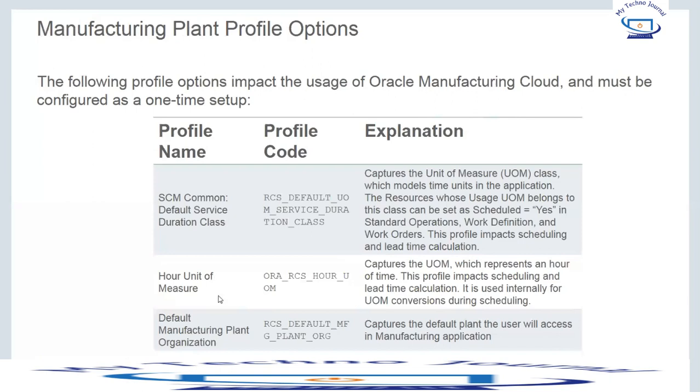And you can even set the default organization for a particular user. Whenever a user logs in, what organization should be defaulted for him is set through the default manufacturing plant organization profile option, which indicates that whenever a user logs in, this particular organization will be defaulted, and it can be set at the user level.